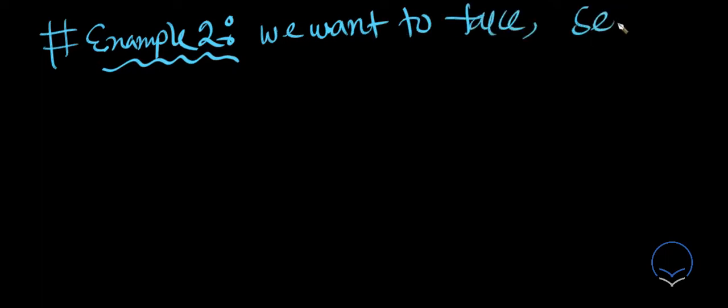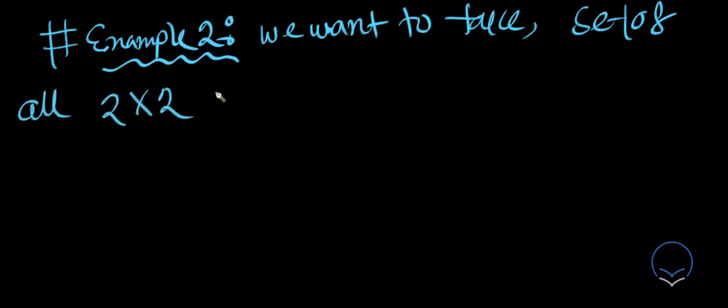So today I'm only going to be discussing examples, and now we want to take something a bit crazy. That is, we want to take the set of all 2 by 2 matrices, and now we want to check whether they form a vector space or not.